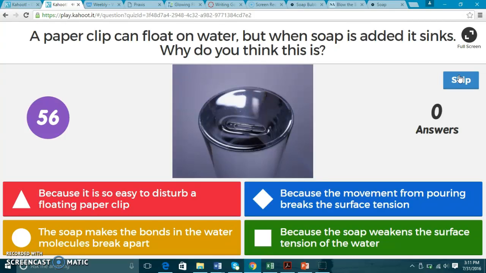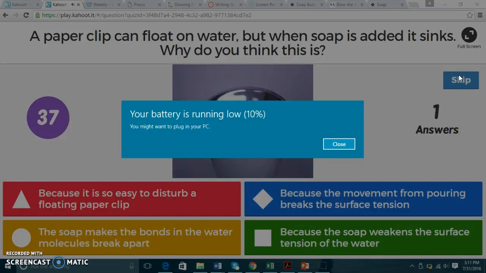Red, because it is so easy to disturb a floating paper clip. Blue, because the movement from pouring breaks the surface tension. Yellow, the soap makes the bonds in the water molecules break apart. Or green, because the soap weakens the surface tension of the water.